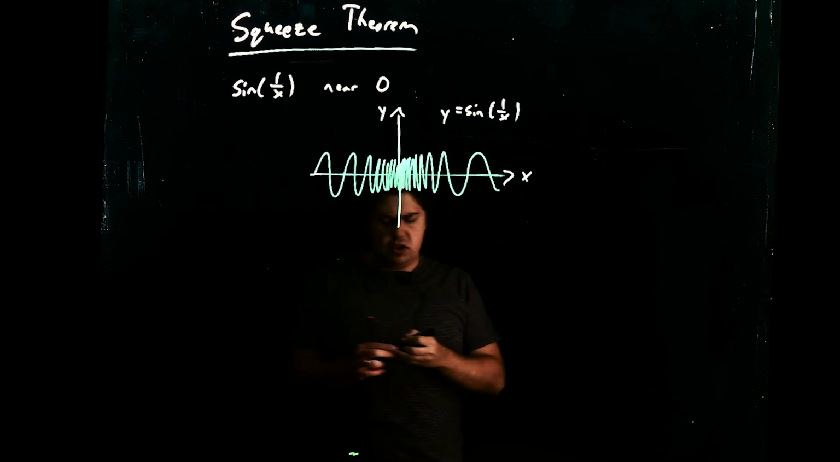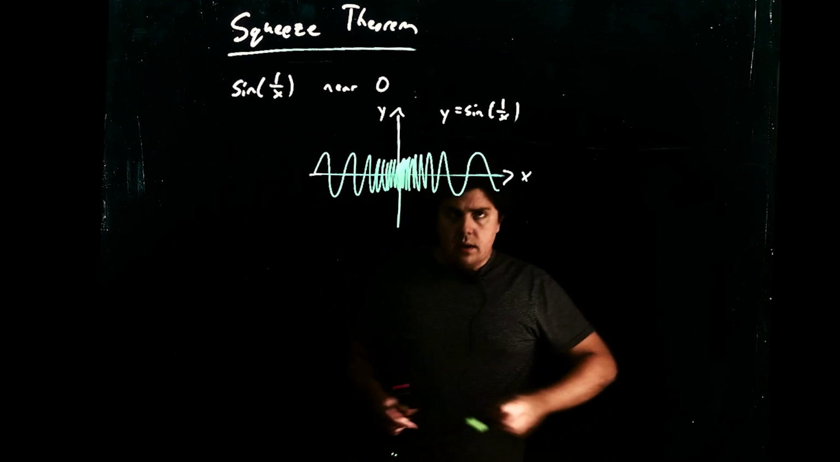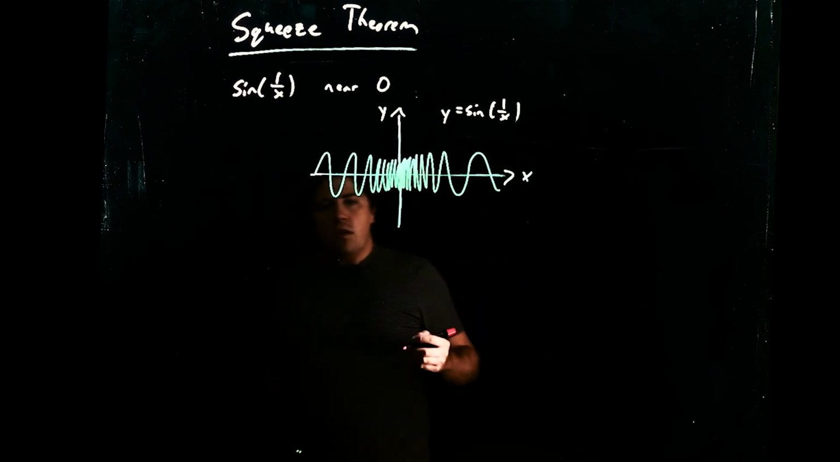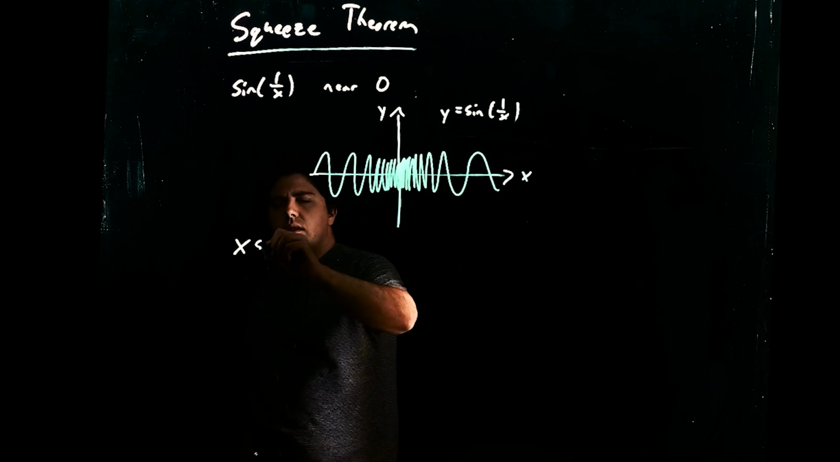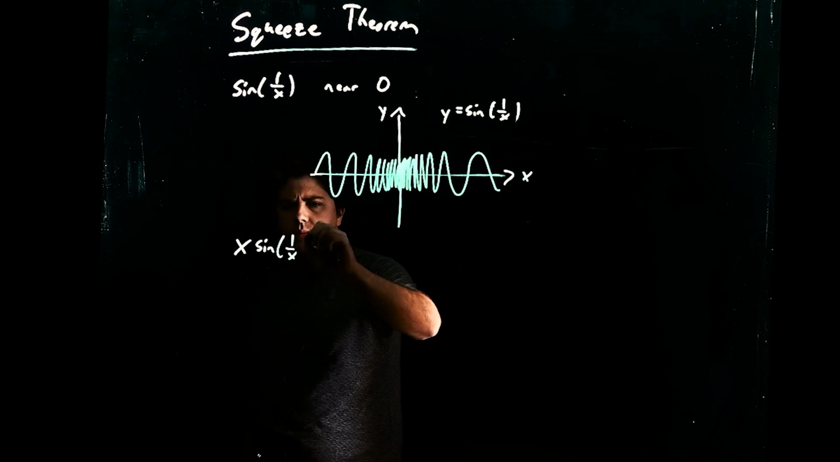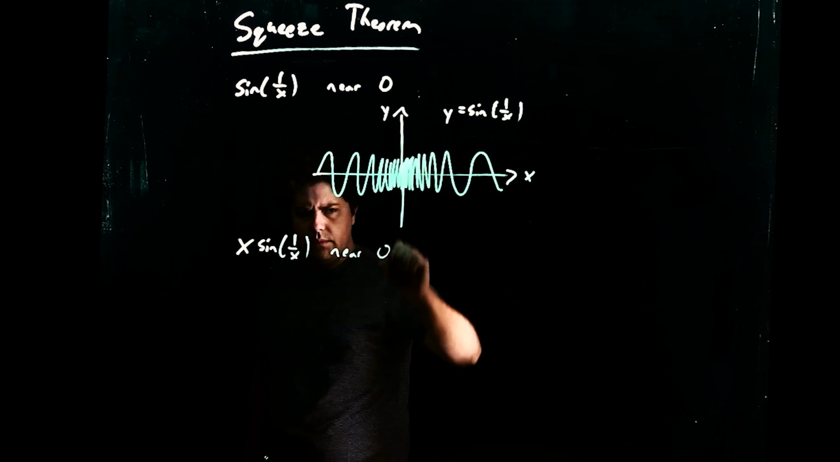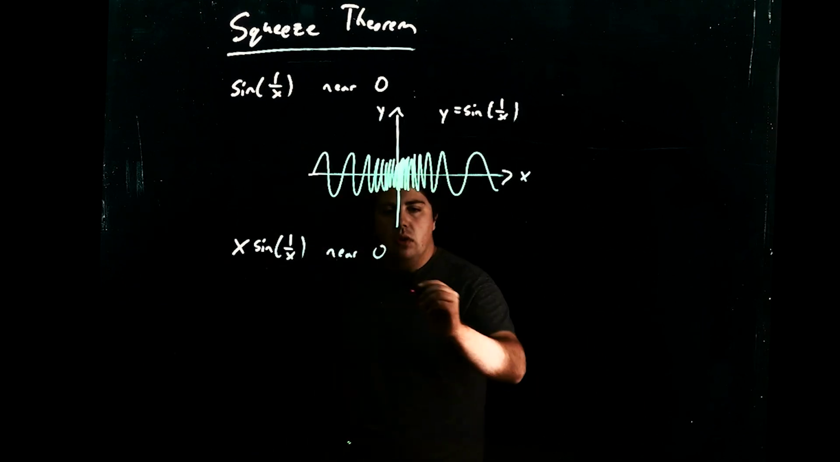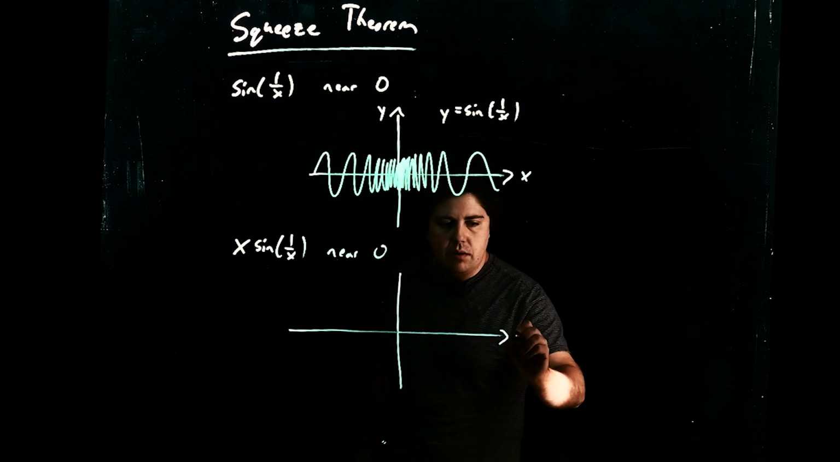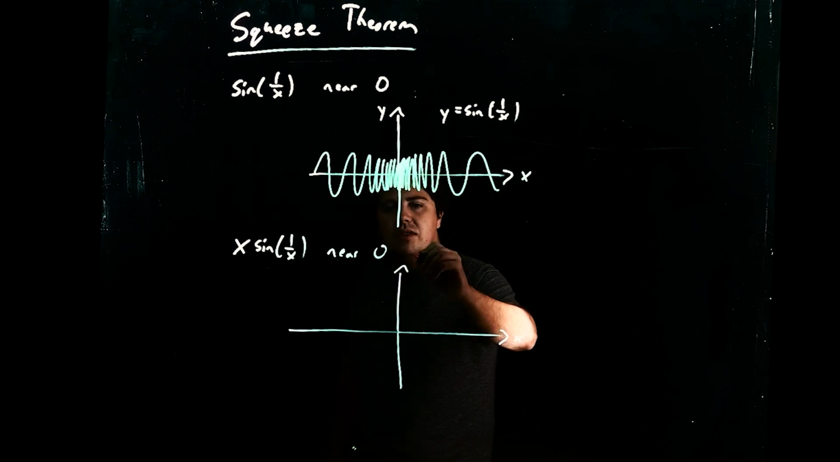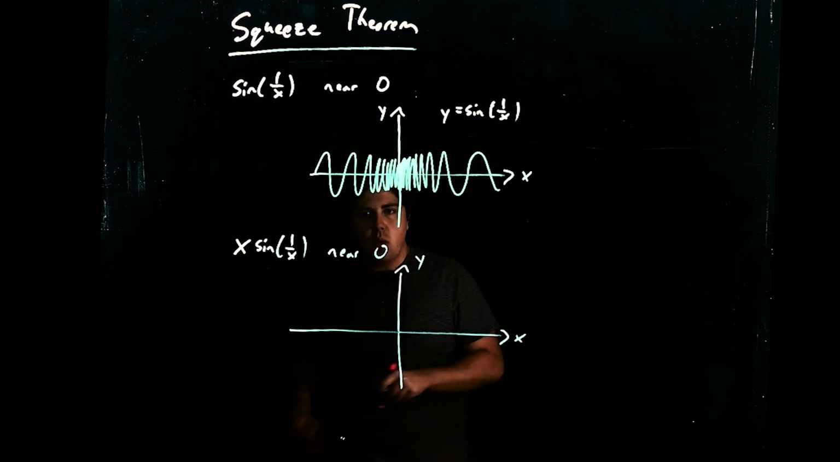And this is a horrible function, but consider the following sort of related function. Let's consider the function x times sine of 1 over x near 0. So what does this function look like? Well, it's still very nasty near 0, but it looks a little nicer.